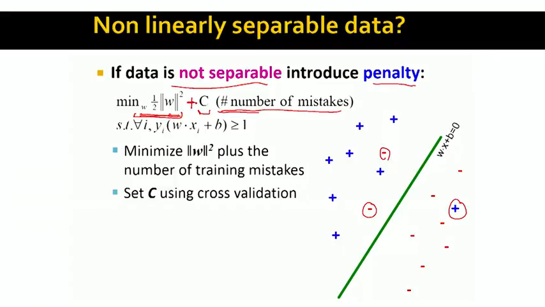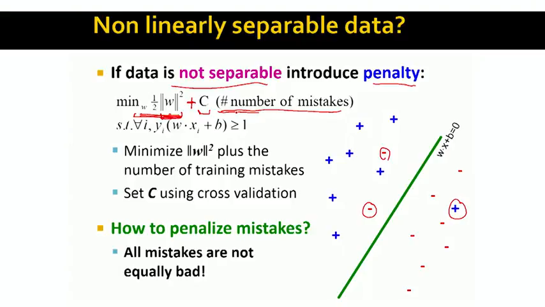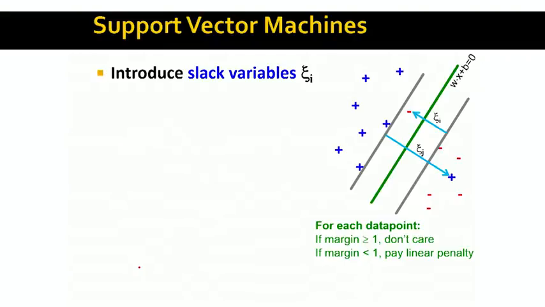The idea here is that we will set the value of C, and the goal is to find a separating hyperplane, a line that both has good margin and makes a small number of mistakes. And now, of course, the question is, how do we penalize mistakes? Because not all mistakes are of the same severity. Not all mistakes are equally bad, which means we will be using margin in order to penalize them.